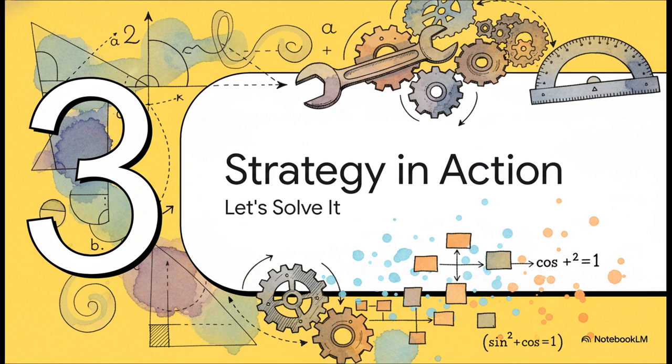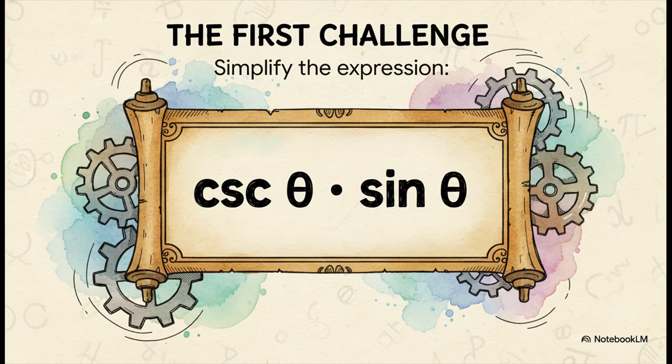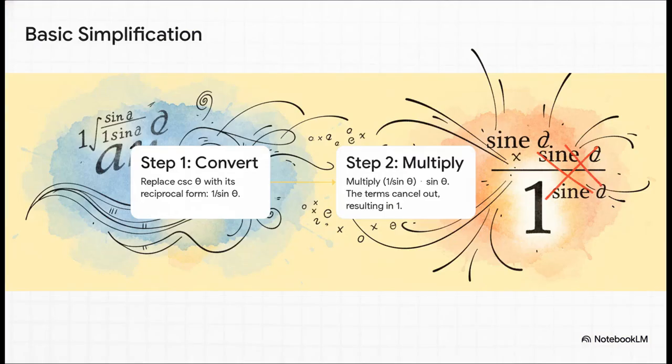All right, we've got the strategy, we've got the tools, theory's over. Now let's get our hands dirty and see how this actually works in practice. We'll start with a nice, clean example to warm up. Cosecant theta times sine theta. So, what's our master rule? Right, convert to sine and cosine.